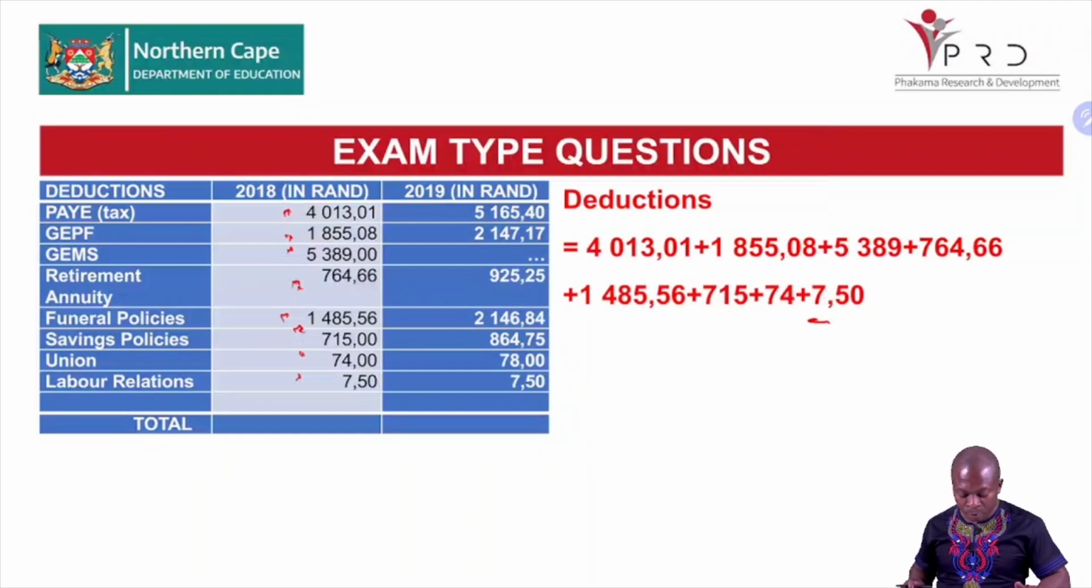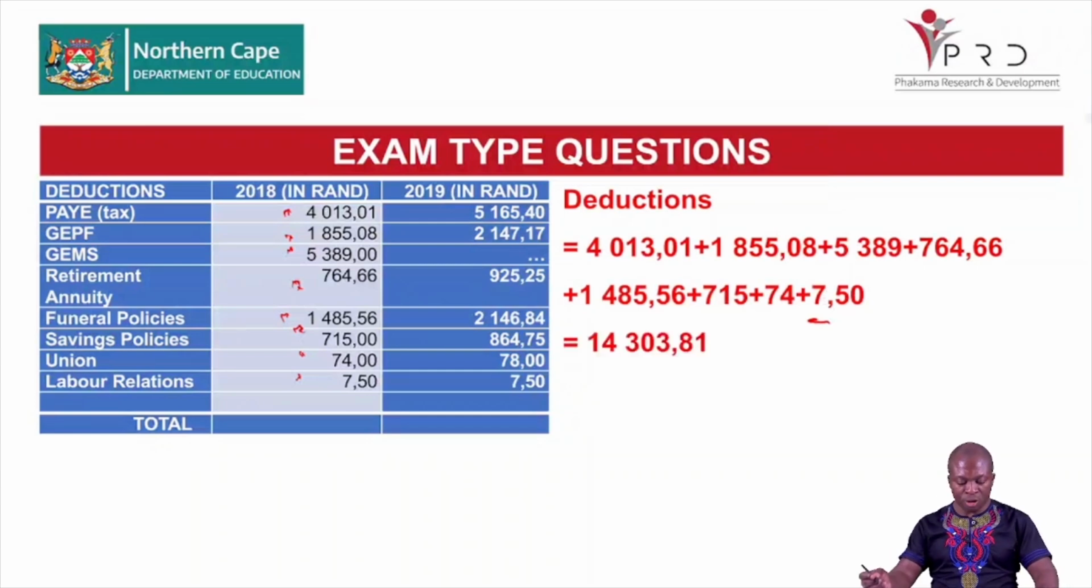4013.01 plus 1855.08 plus 5389.0 plus 764.66 plus 1485.56 plus 715 plus 74 plus 750. Okay, I've got my answer. Let's check. Mine says 14,303.81. I hope you got that. Well done if you did.